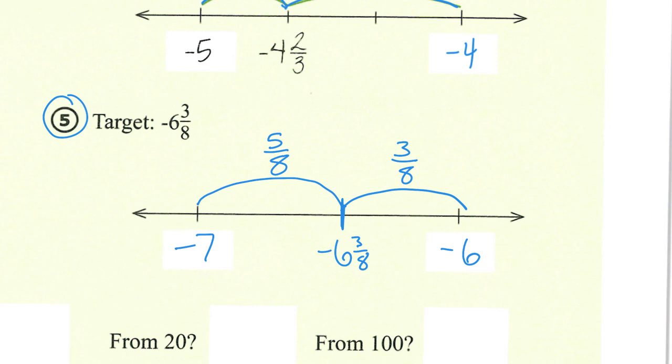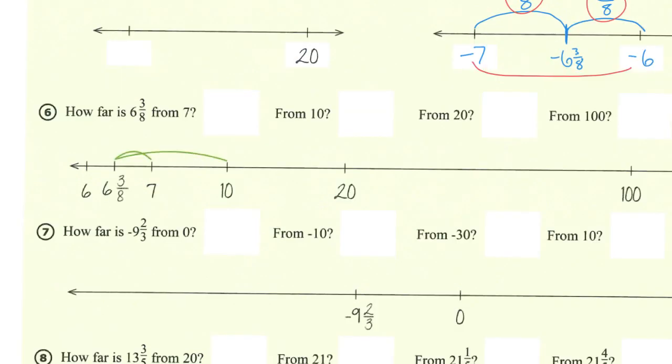Notice that my distances, when I add them together, they always equal 1 because it's always a total distance of 1 between my integers. Number 6, now we're looking at a number 6 3/8, and how far is it away from 7? So this distance here would be 5/8. And I'm knowing that because from 6 3/8 to 6 is 3/8. And so to add to 1 between those two integers, I need that distance there to be 5/8.